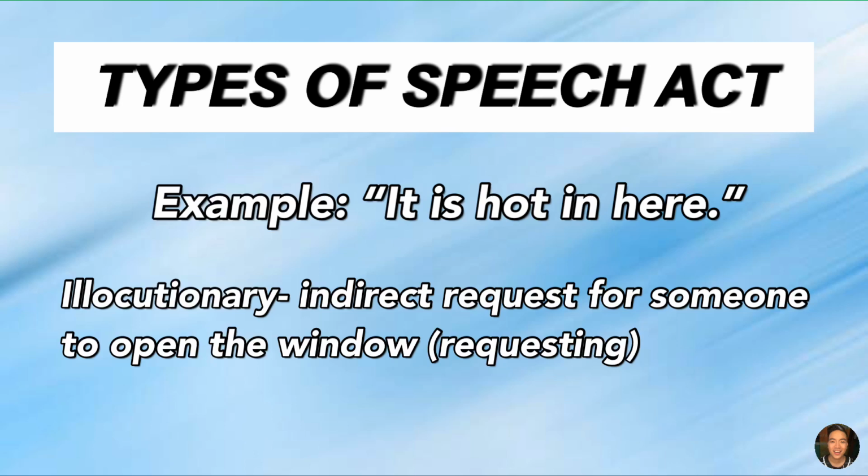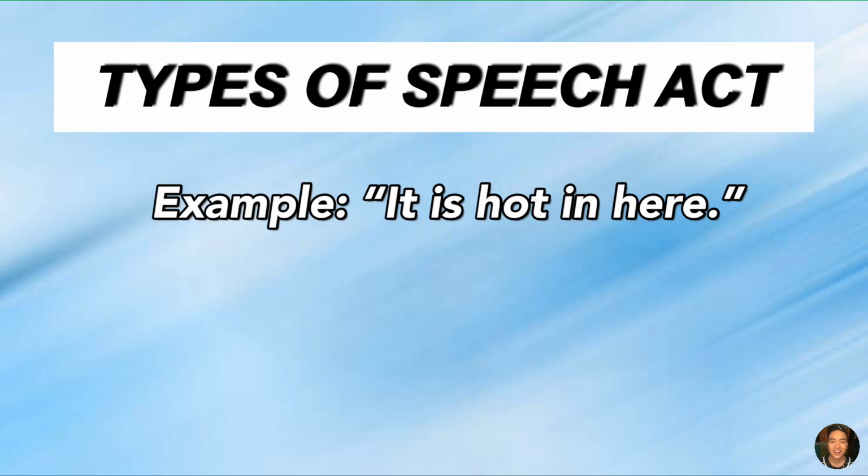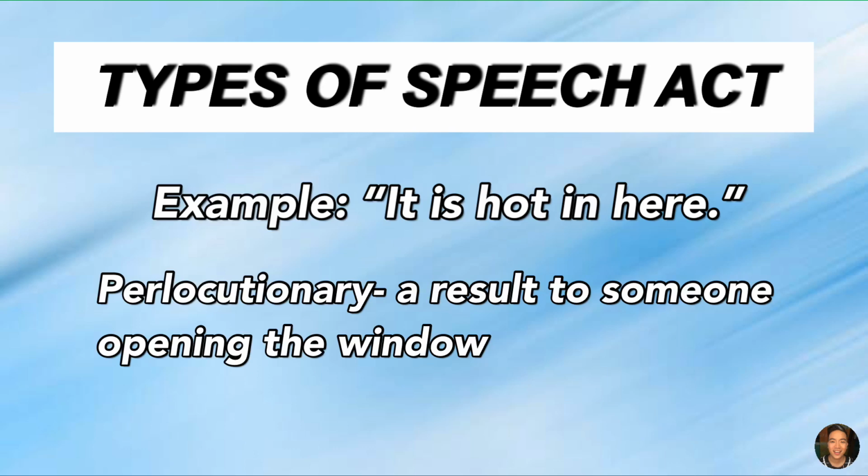And illocutionary is the indirect request for someone to open the window. So it is requesting. Or it can also be an indirect refusal to close the window when someone says he is cold. So it is refusing. And of course, the perlocutionary could be a result of someone opening the window.